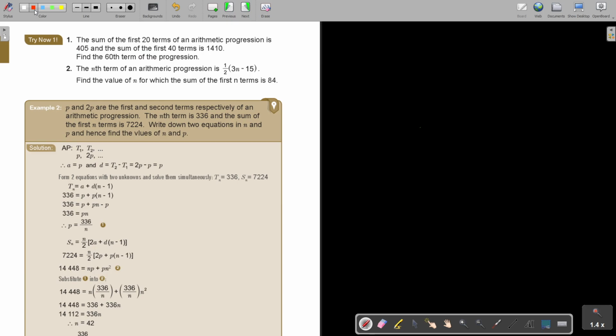Okay. So let's just get a color. The nth term of an arithmetic progression is, I like writing it down, a half (3n minus 15). Find the value of n for which the sum of the first n terms is 84. I just have to change that. So where the sum of the first n terms is 84.